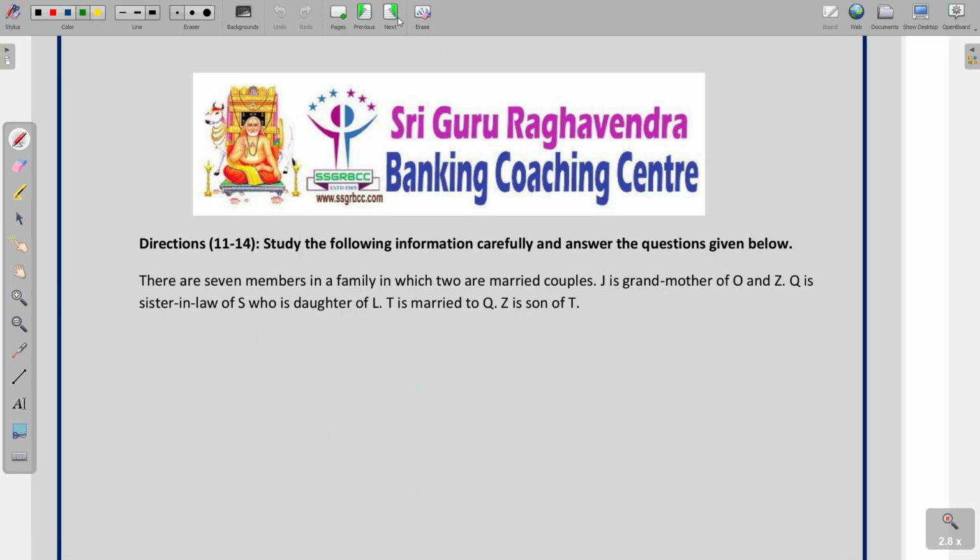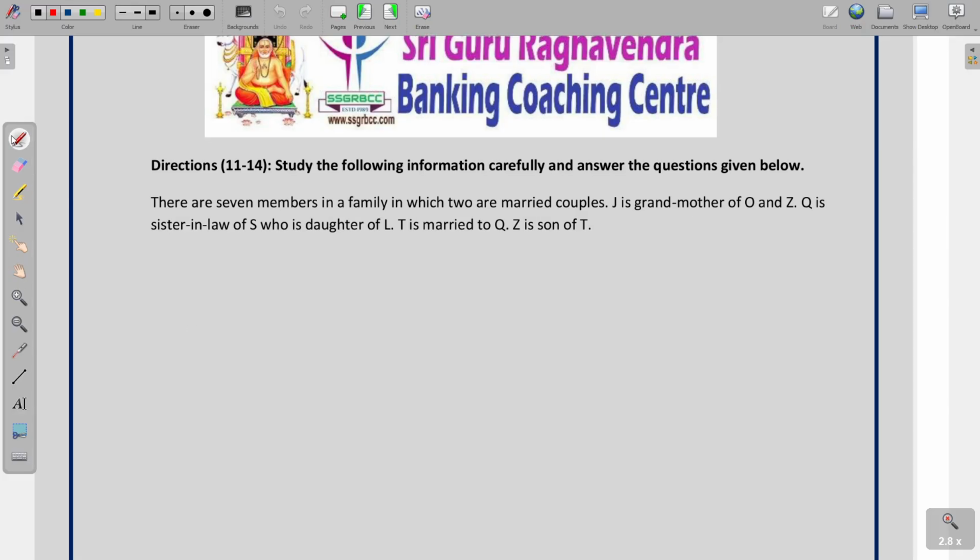Next, blood relation. See directions 11 to 14. There are 7 members in a family, which are 2 married couples. So totally 12 members and 2 married couples are there. J is grandmother of O and Z. Grandmother in the sense female candidate.